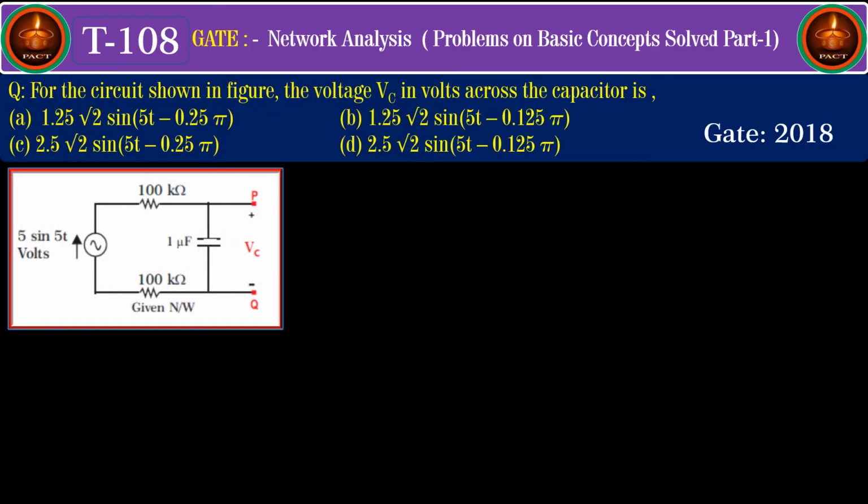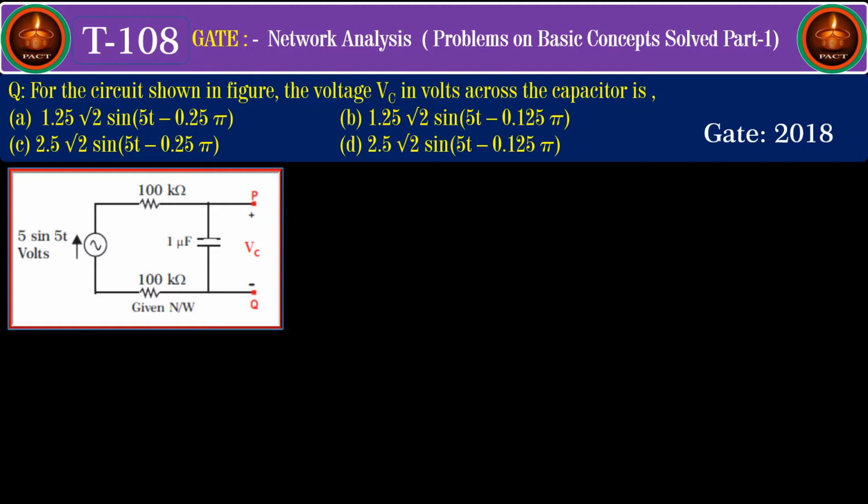Friends, now we shall solve the GATE question from 2018. In this question, we are required to find the voltage Vc across the capacitor in the circuit shown in the figure. Options are given and we have to identify the correct option. Friends, the given problem is straightforward and very simple.